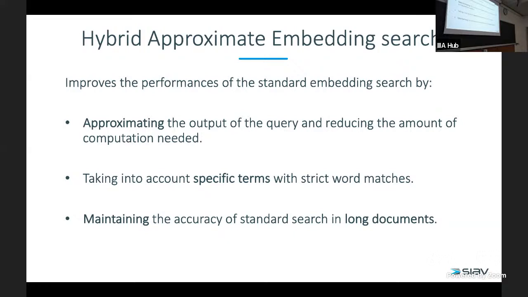Here we are not decreasing the performances of the standard search, we are maintaining them and sometimes increasing them, while using the standard embedding approach was significantly decreasing them because it wasn't able to get a precise representation of the context of such large documents.